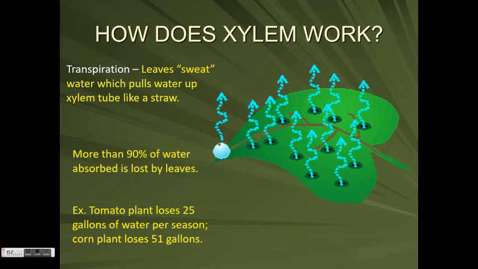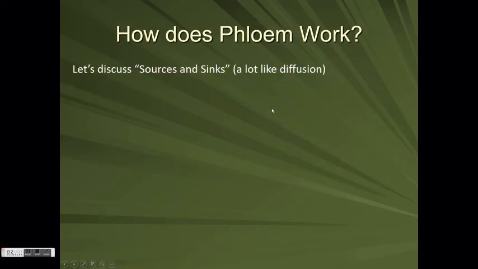For phloem, remember phloem is sugar. That's the big thing that we're trying to move. Phloem is the tube that sugar moves through. And the concept here is what's referred to as sources and sinks.